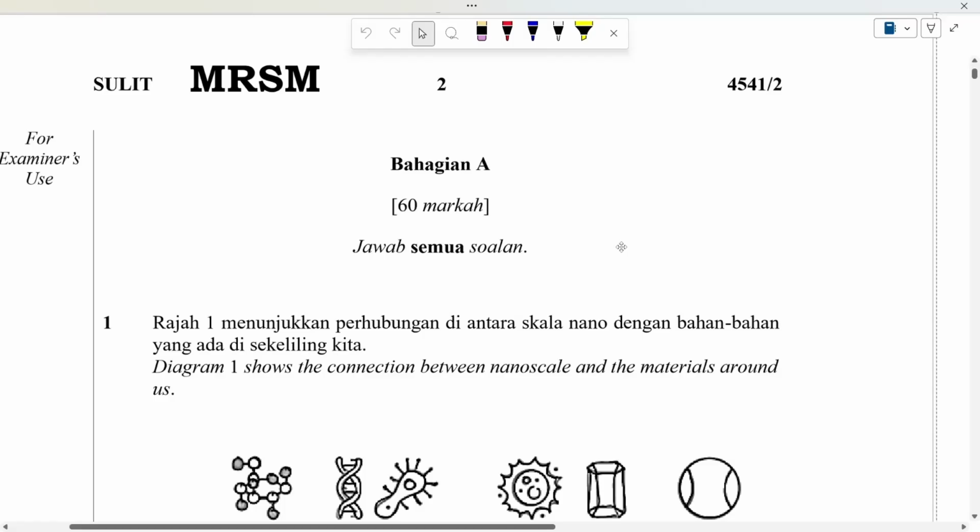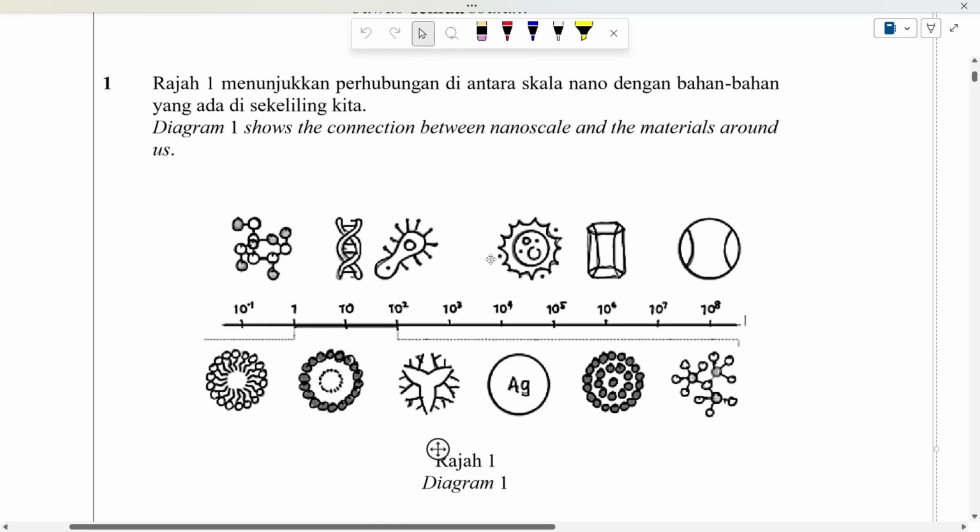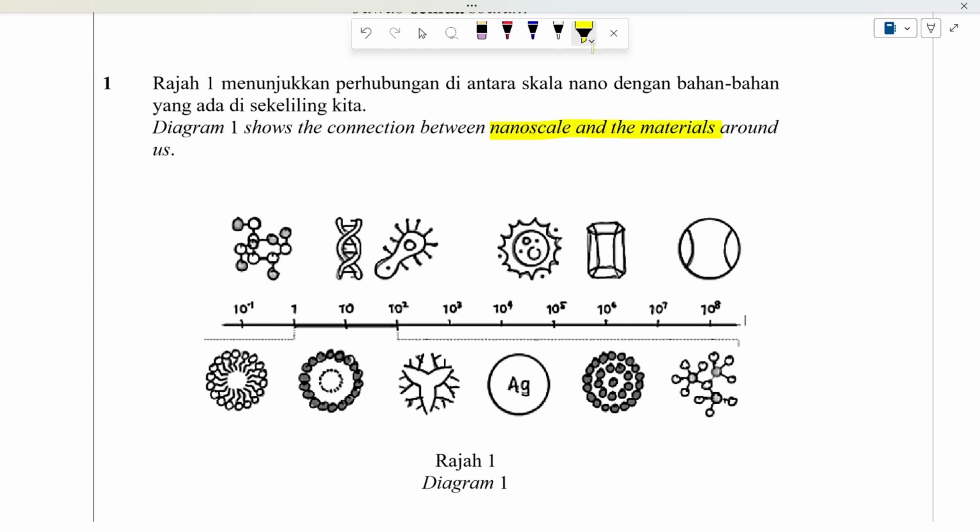Now we look at MRSM paper 2. Question number 1. Diagram shows the connection between the nanoscale and the materials around us. Now you can see the value of this. This one's 10 power negative 1. This one is 1. Then 10 power 2. Negative 2 what should be?